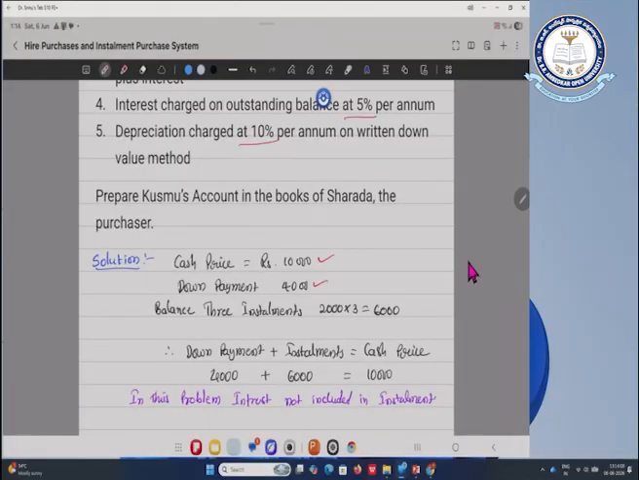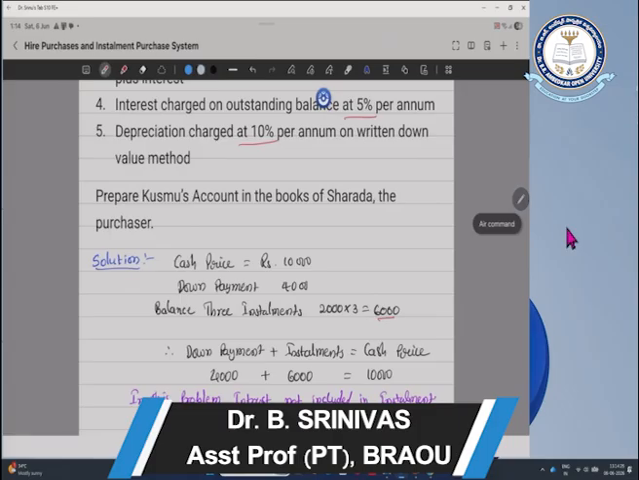So, here I will explain: cash price is how much? 10,000 rupees, and down payment is how much? 4,000 rupees. 3 installments, that is 6,000. This 4,000 plus 6,000, total down payment is 4,000 and 6,000 is our installment, that is equal to the cash price. When it is equal to the cash price, it means the interest is not included in the installments. Then we have to calculate interest.